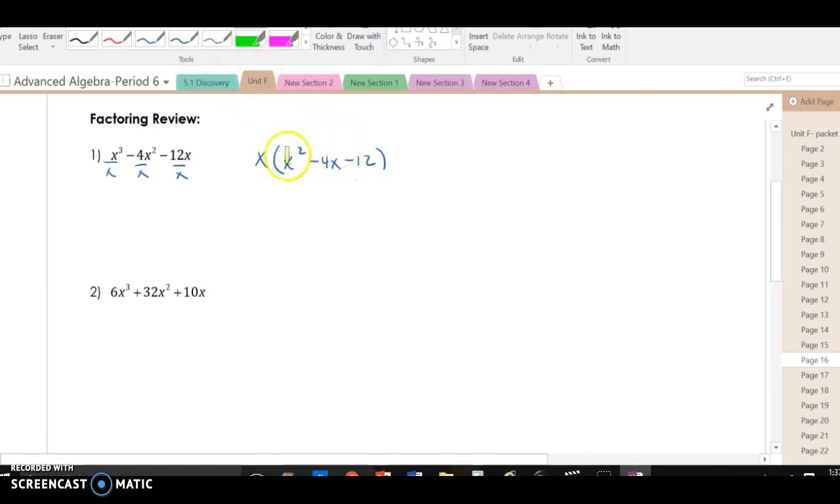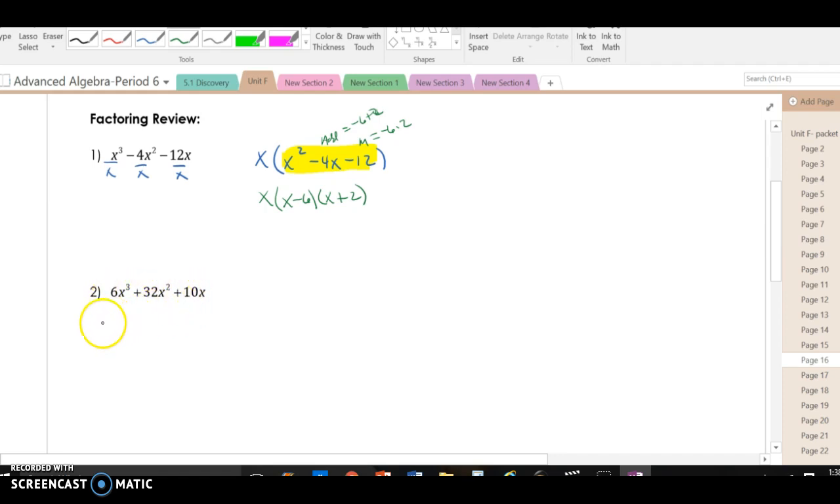But then, before I finish, I have to determine, is this remaining polynomial factorable? Well, if I were to factor that, I'd have to find the numbers that multiply to give me negative 12 and then add up to negative 4. What numbers multiply to give me negative 12? Let's say negative 6 and 2. And do those add up to negative 4? Yes. So this would completely factor as x times x minus 6 times x plus 2. Okay. Now the next one, right?